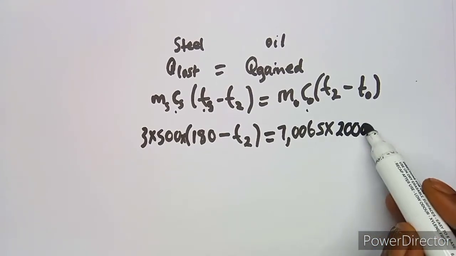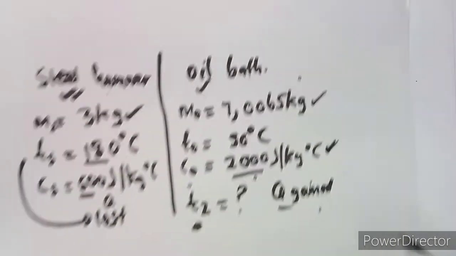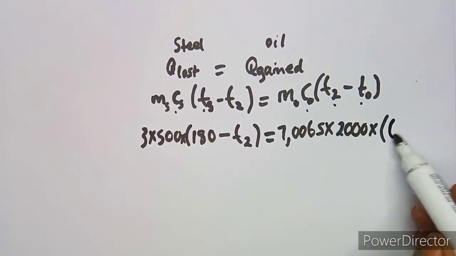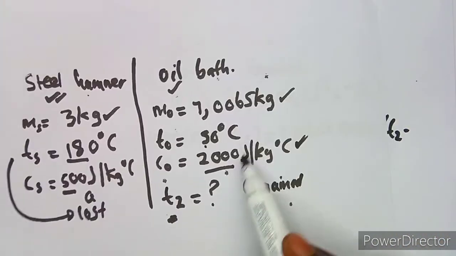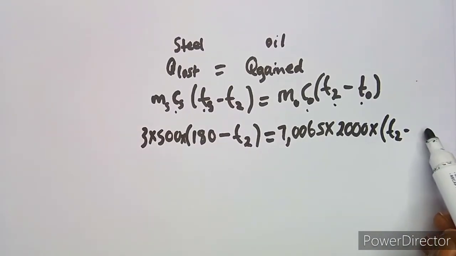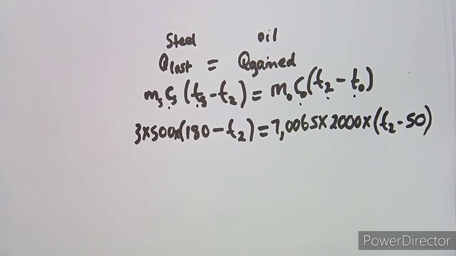So you've got 2000 times T2 minus the temperature of oil, which is 50 degrees Celsius. So you're going to subtract 50 there. All right, so that's the equation, guys. Let's solve the equation and see what you're going to have.